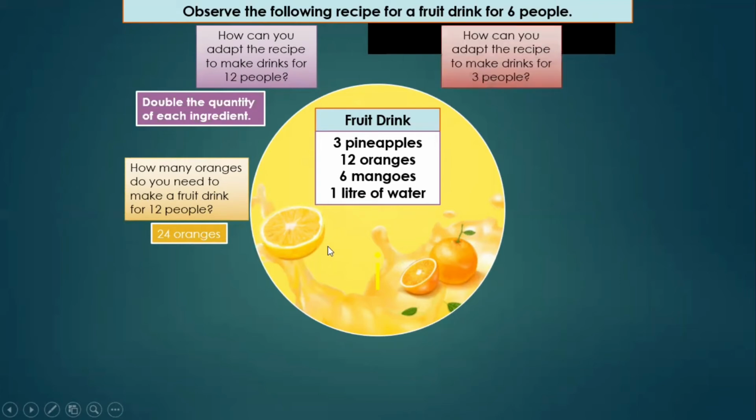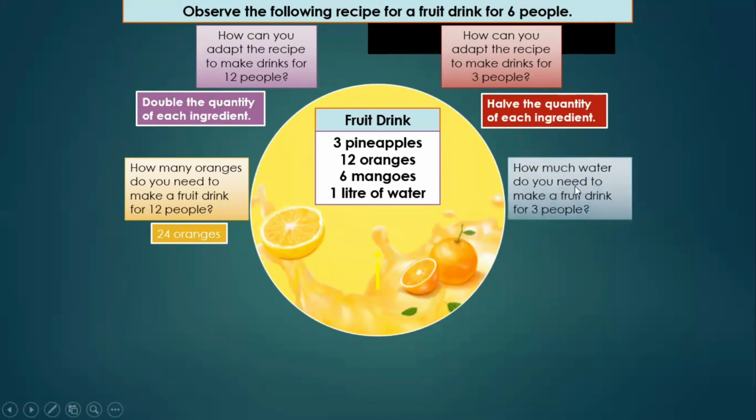What if you are asked to make the recipe for 3 people? For 6 people it is given, so you will have to divide. You will be dividing by 2 because you are halving each of the contents. So instead of 3 pineapples, you will need 1.5. How much water do you need? It is 1 liter of water, so half of 1 liter, you will need 500 milliliters.